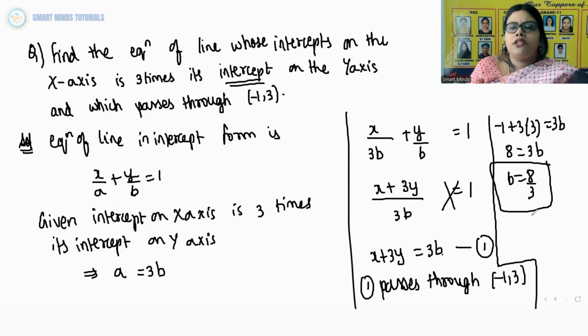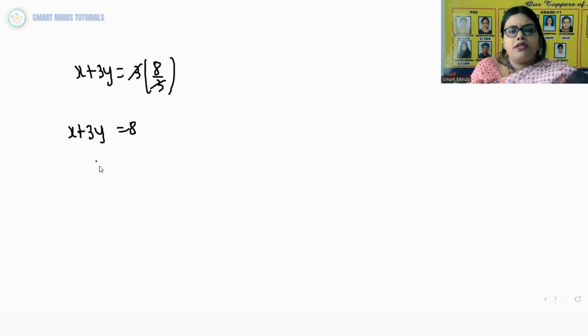Now substitute this b value in equation number 1. So you will get x plus 3y is equal to 3 into 8 by 3. The 3 gets cancelled. You get x plus 3y equals 8, or x plus 3y minus 8 is equal to 0.